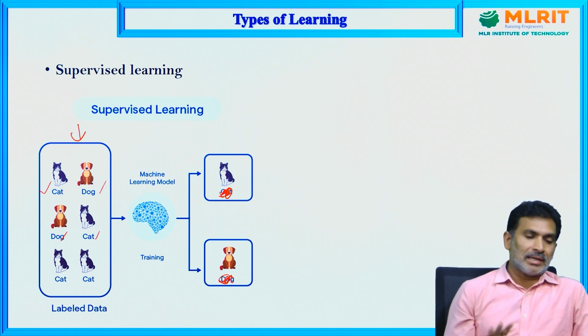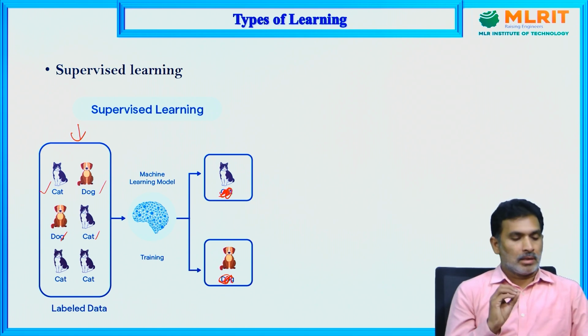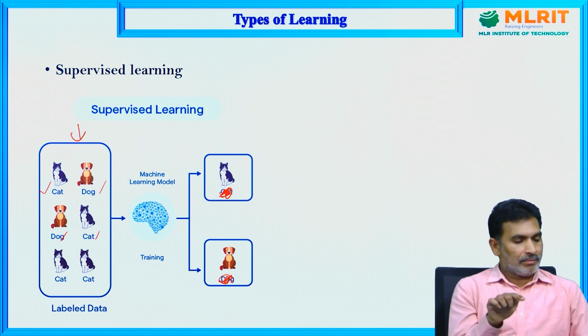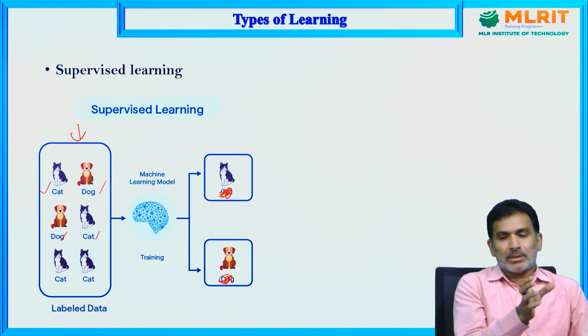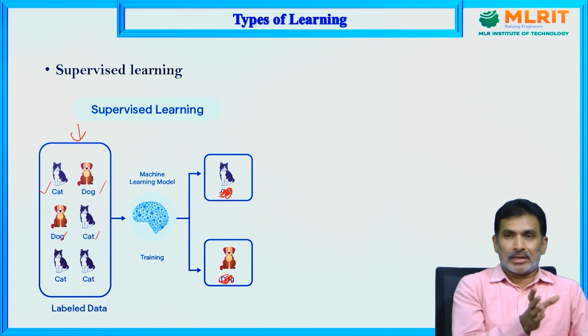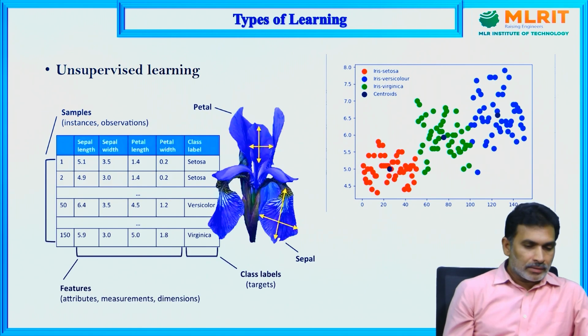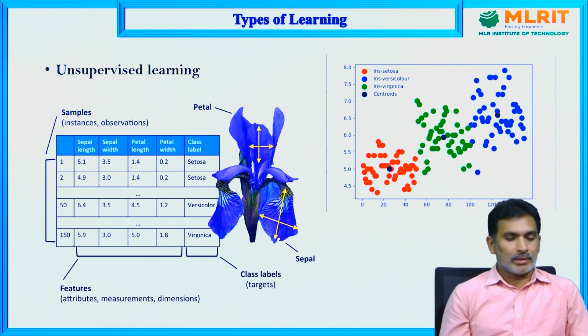We are giving the labeled data. That is the way we are teaching. If this is a cat image, the features would look like this. If it is a rat image, the features would look like this. Next, coming to the other category, that is unsupervised learning.